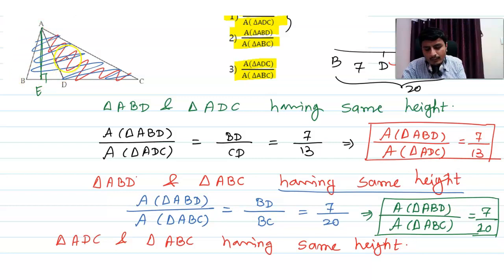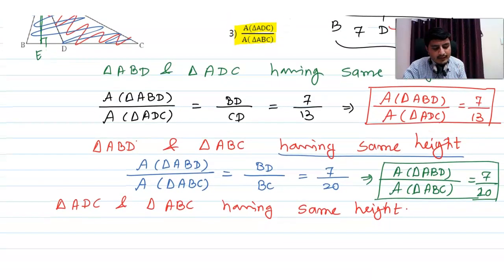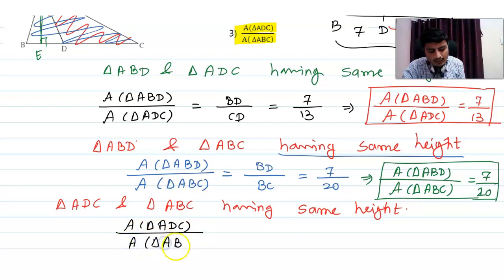When we talk about triangle ADC, AE is the perpendicular drawn on the extended CD, so CD is the base and AE is the height. For triangle ABC, AE is the perpendicular drawn on BC, so BC is the base and AE is the height. So those two triangles have the same height, that is AE. So what about the ratio of their areas? The ratio of their areas is equal to the ratio of their corresponding bases.